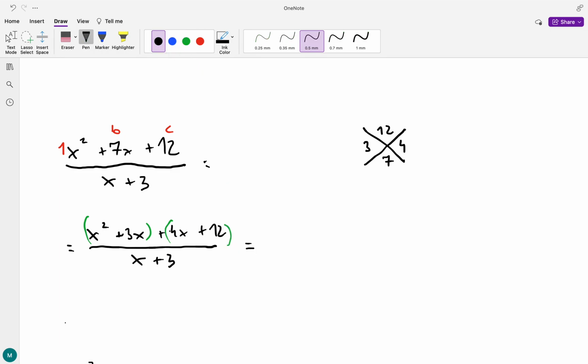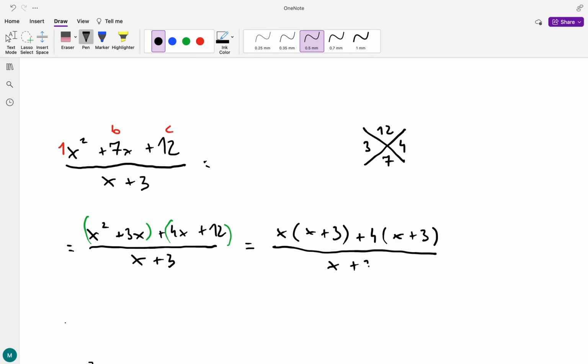So from the first group, let's factor out x. And we are going to be left with x plus 3. You can already see where I'm going with this one. Okay, from the second one, let's factor out 4. And we are left with x plus 3 again. Once again, the bottom remains unchanged.